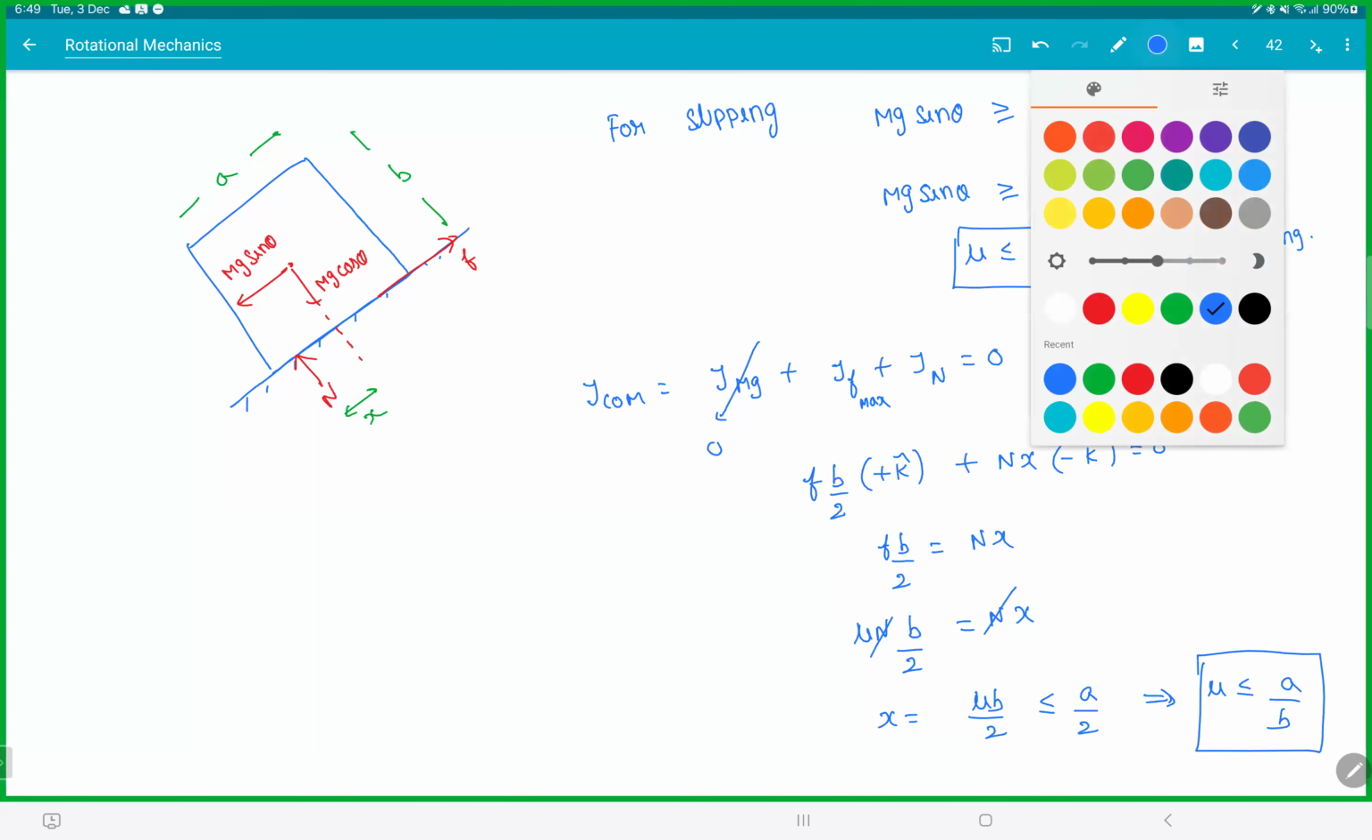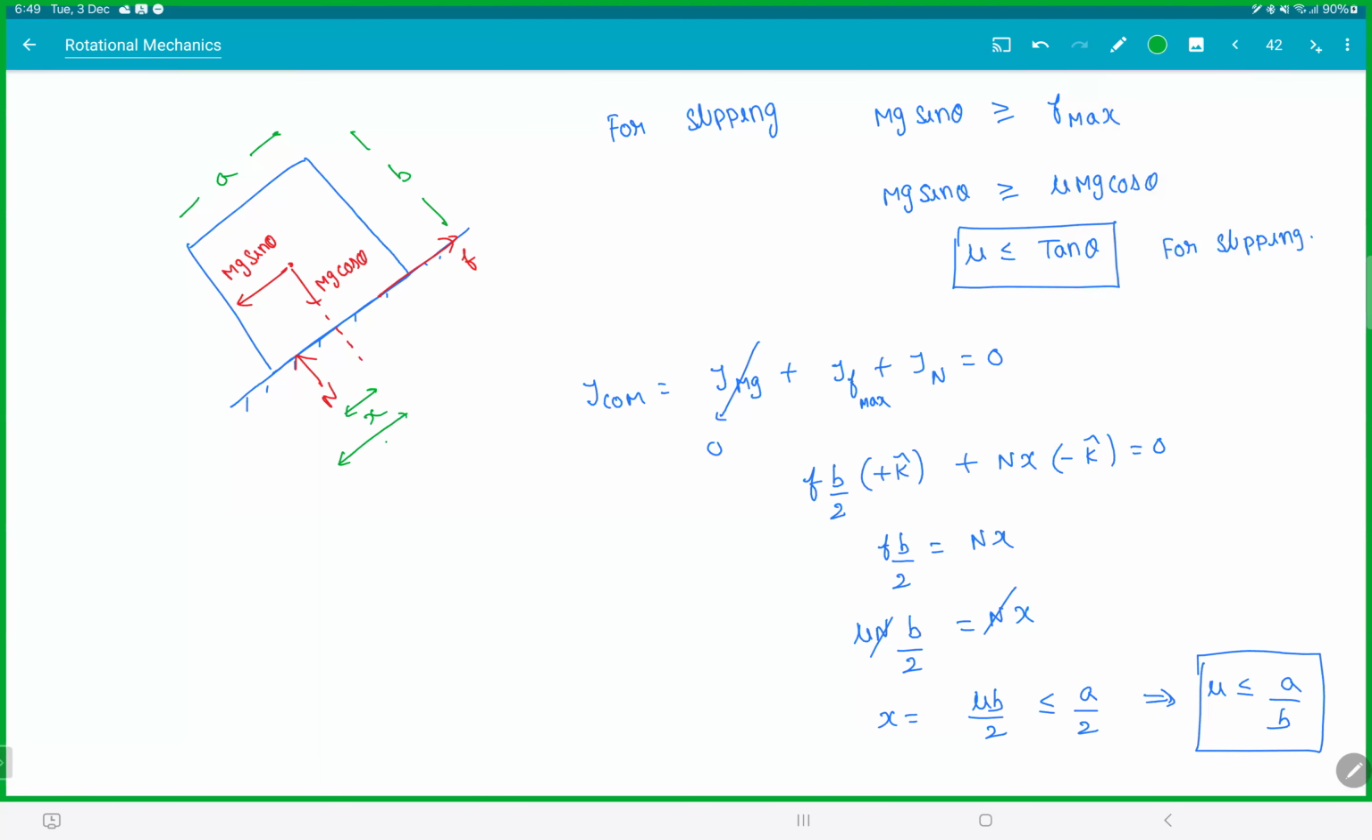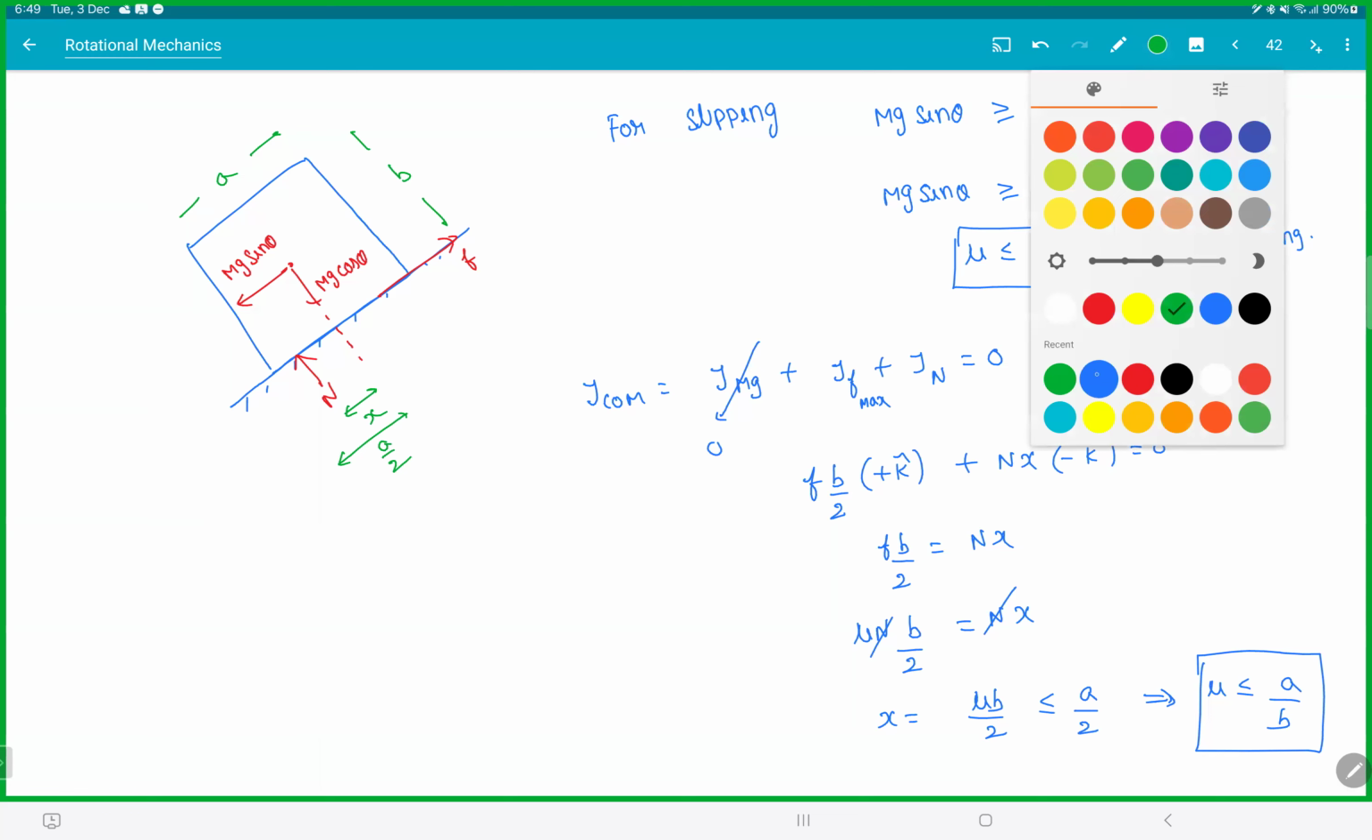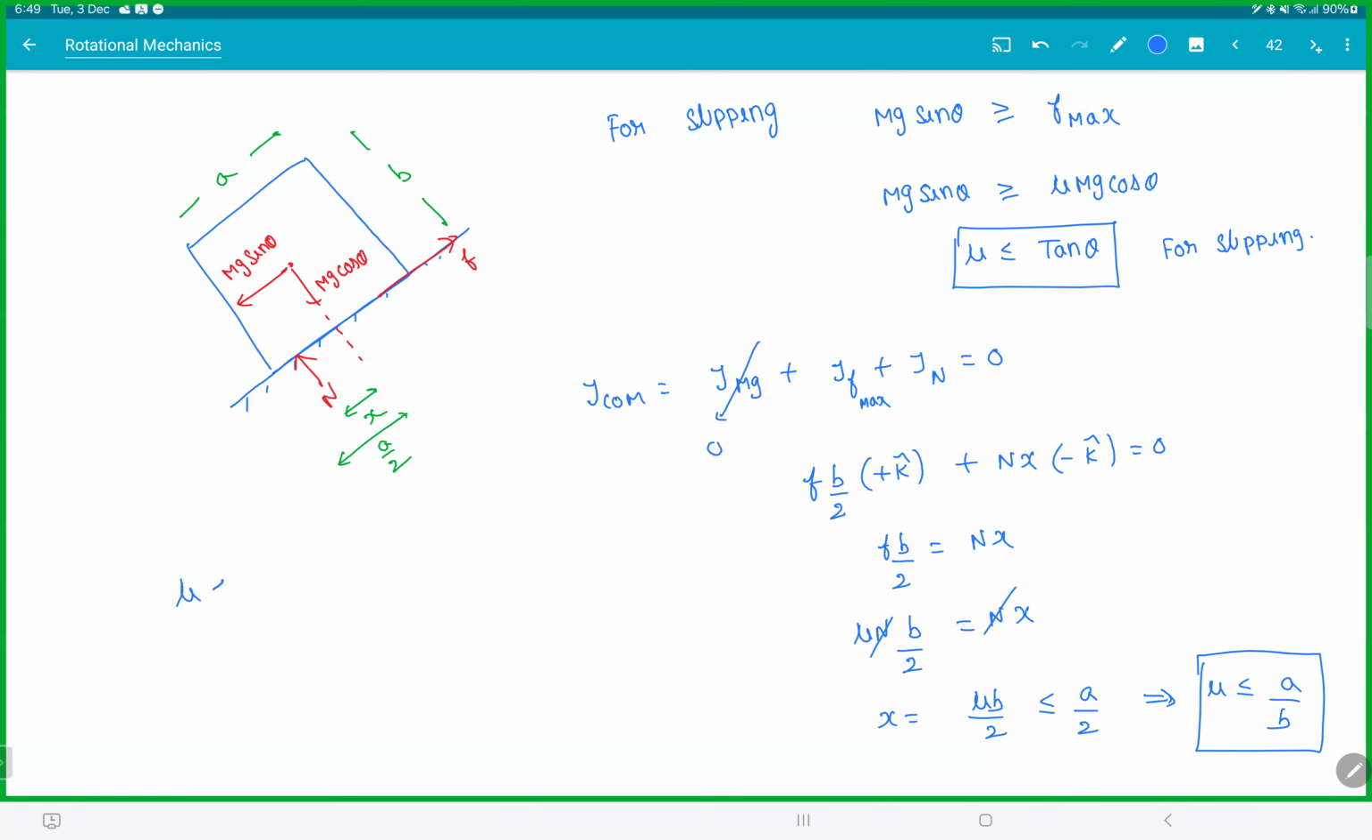Making sense? x value cannot be more than A by 2. So mu value must be less than or equal to tan theta, and mu value must also be less than or equal to A by B. It should satisfy both. So if you satisfy these two, then you will slip, but won't topple.